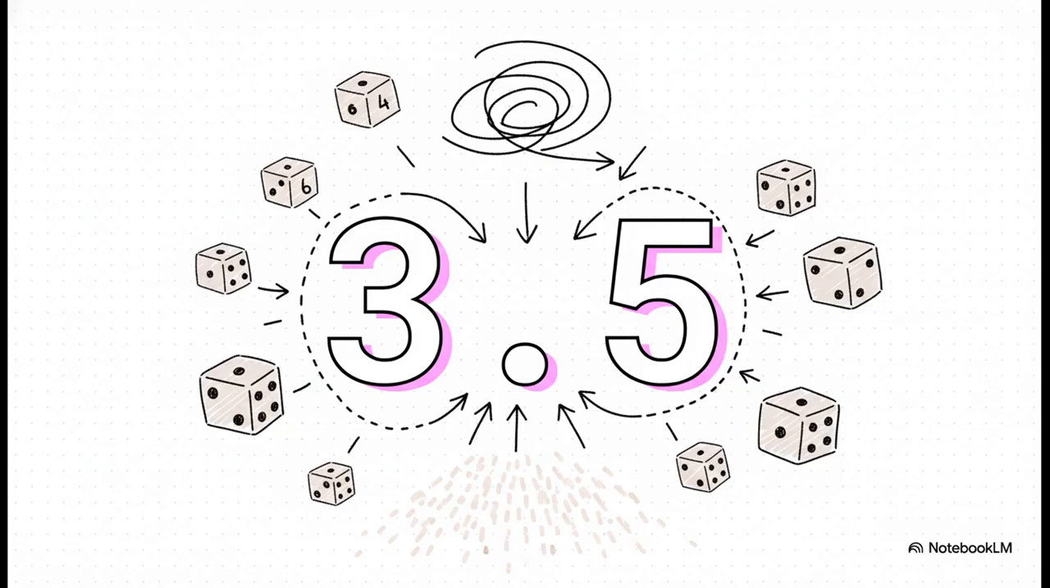Now here's the wild part. The thing that's so important to get: the expected value doesn't even have to be a possible outcome. You literally can't roll a 3.5 on a die. But if you were to roll that die thousands of times and average all your results, your average would get closer and closer and closer to exactly 3.5. That's what we mean by the long-run average.